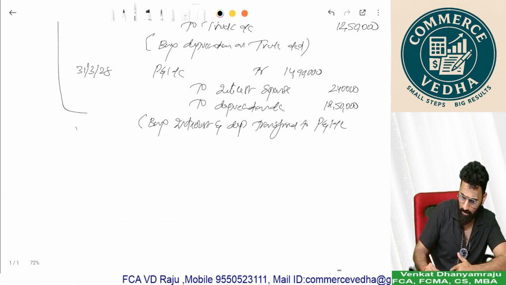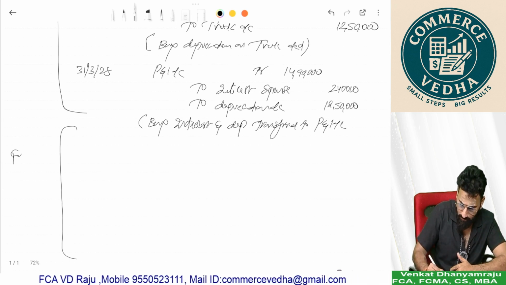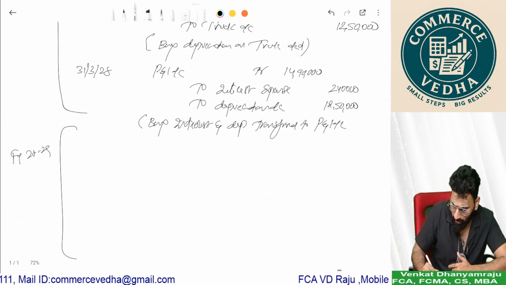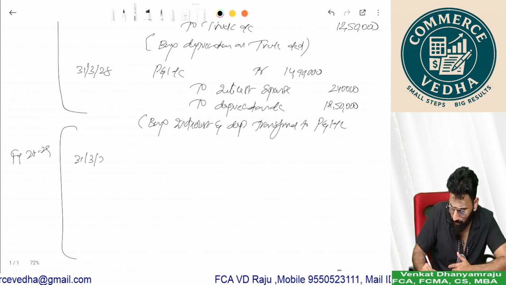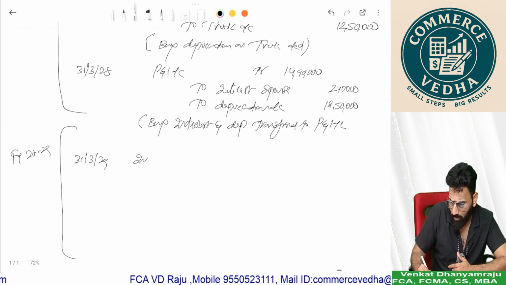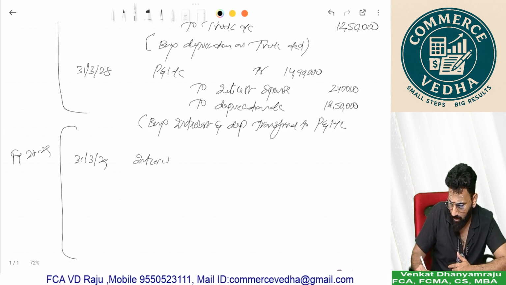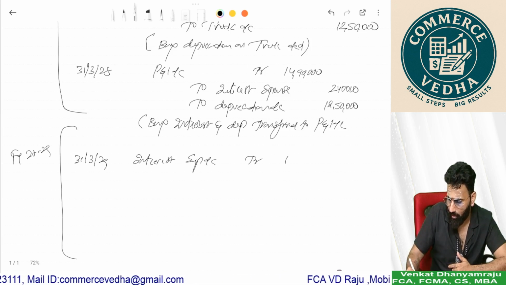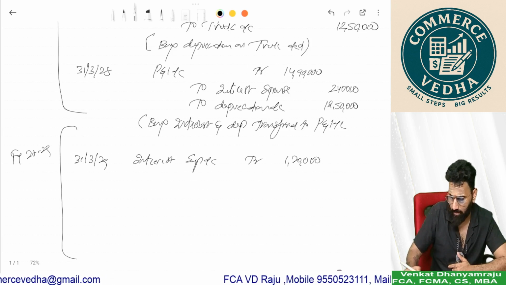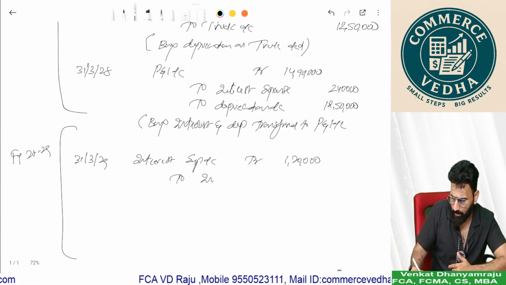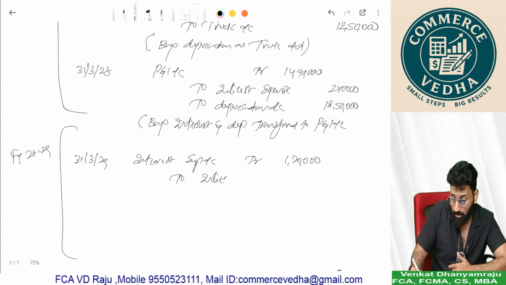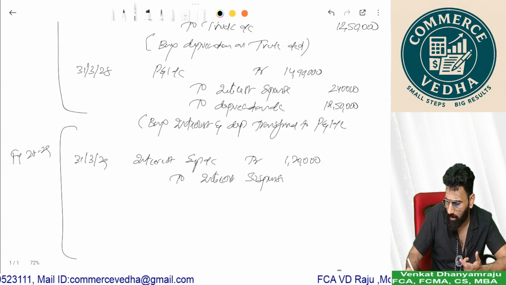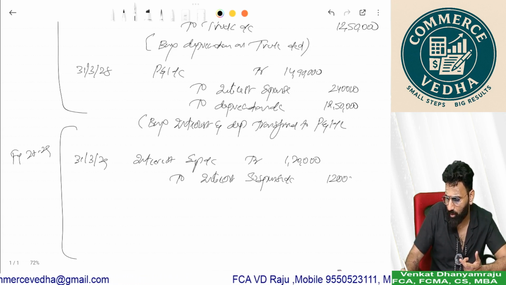And the fourth year, the final year, which is 28/29, the first entry is interest expense account debit 120 to interest suspense account. Suspense account should be 0.